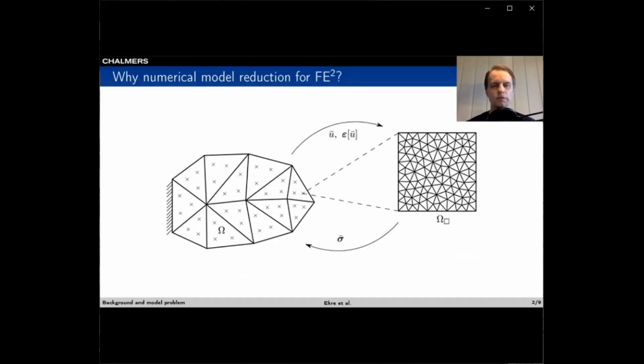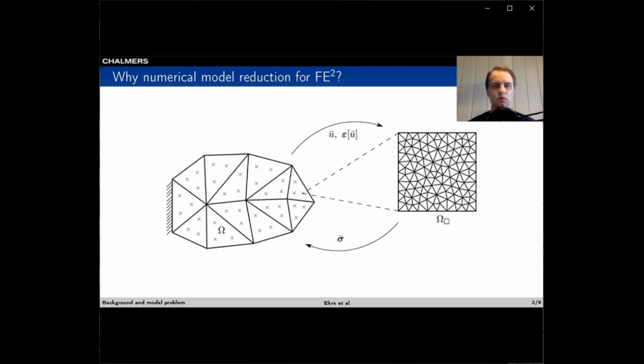I want to start with a very brief introduction to the finite element squared method. This is a multi-scale method where we split the domain into a macroscopic part, as you can see to the left, and in each quadrature point we have replaced the constitutive relations with the solution of another finite element problem on the micro scale. And then we have information passed between the scales like this. And you can imagine that solving a problem like this is very costly, since we have to solve a finite element problem in each quadrature point.